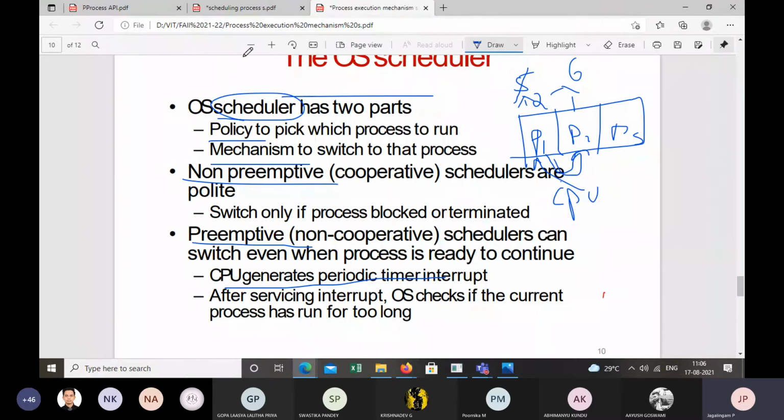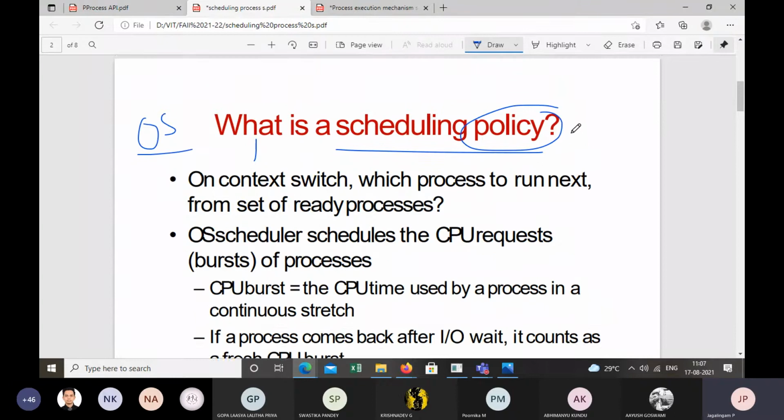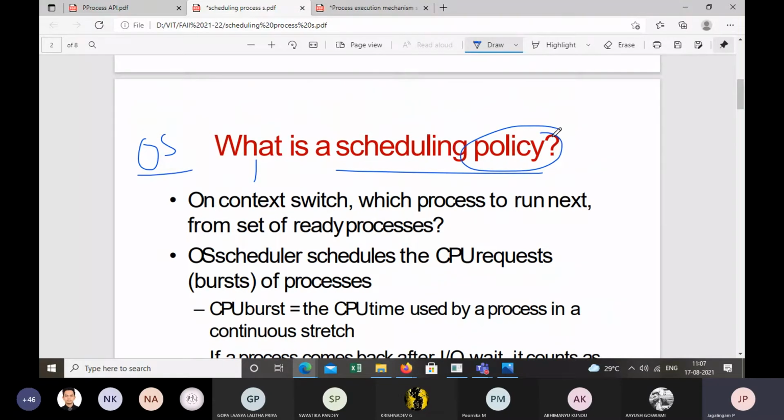Now we are going to discuss policies, right? What do you mean by policy here? When you have multiple processes in a system, which process are you going to select for execution? That we call policy. Can you recall the process state transition diagram? You have ready state, running state, and blocked state, right? Now, what do you mean by ready state?